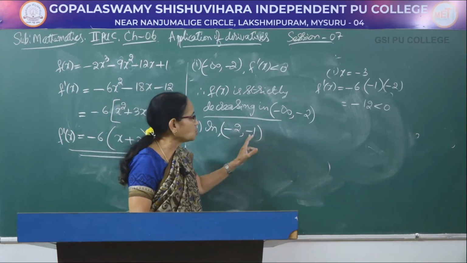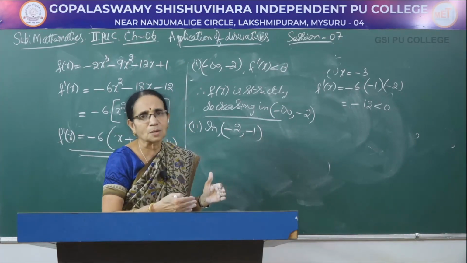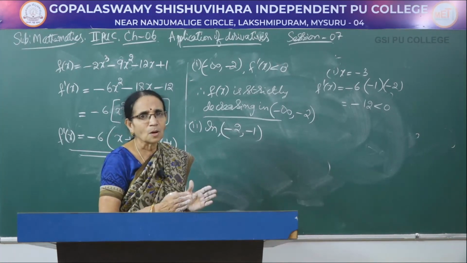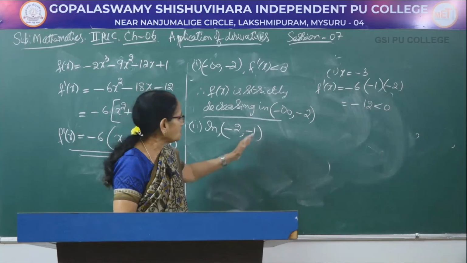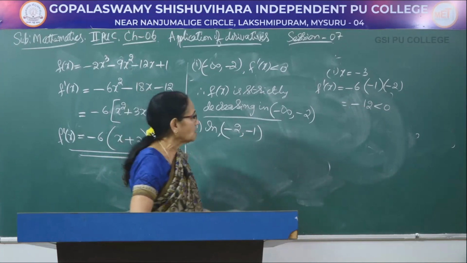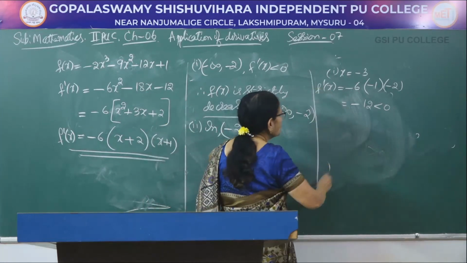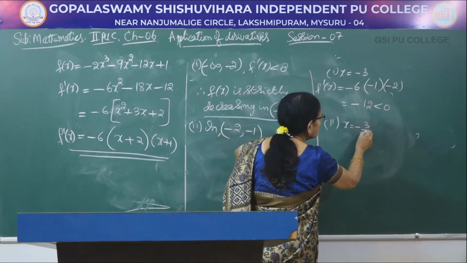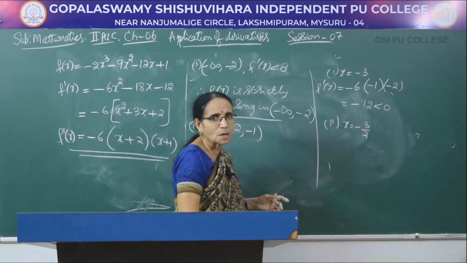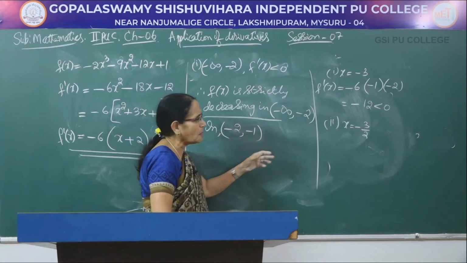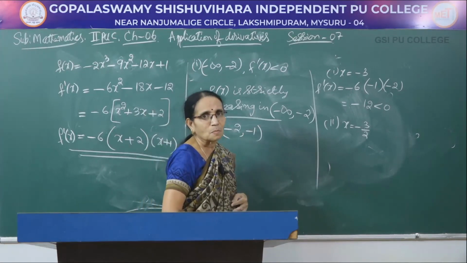See, between minus 2 and minus 1, they are consecutive numbers. No integer exists in between them. So, we have to give a value which lies in between. This is 1 and 2, you give 1 and a half, that is 3 by 2. So, let me give the second value. Let x be minus 3 by 2. Minus 3 by 2 means minus 1 and a half, which lies between them. Comparatively this is easier, better.